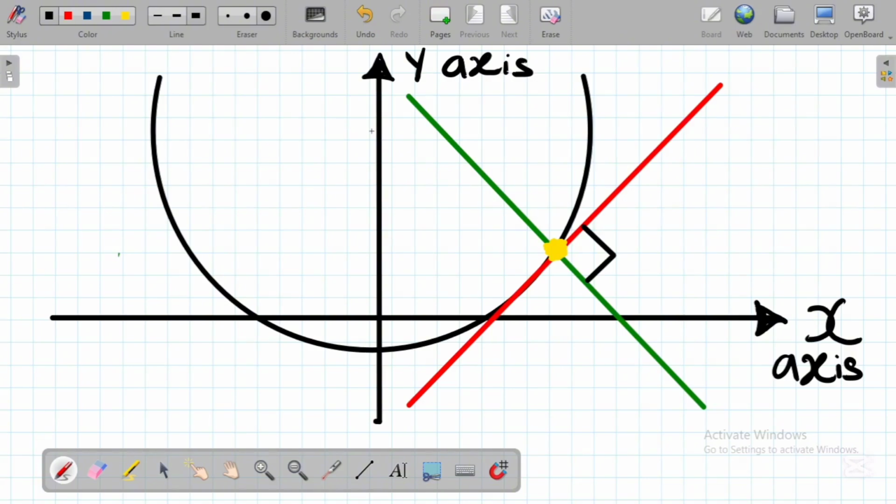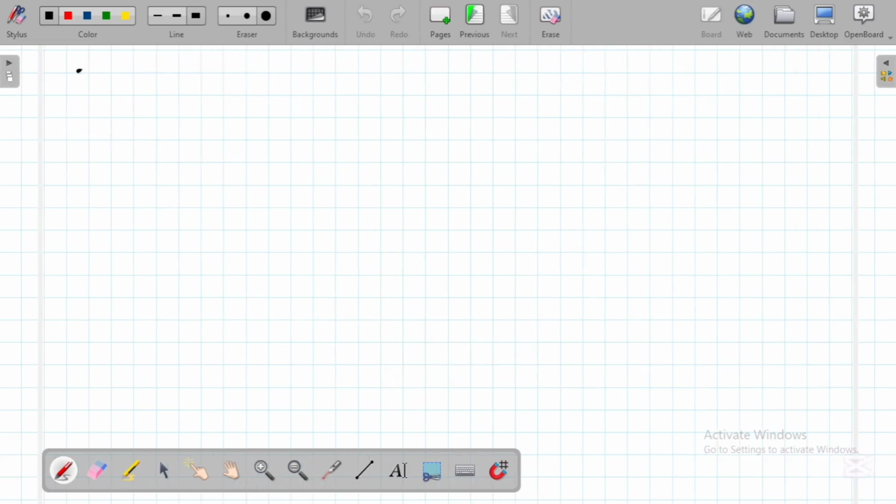Now take note of this. A gradient, m, is the slope of the curve at the point. The slope of this curve at the yellow point is known as the gradient. Now let's take an example for better understanding.